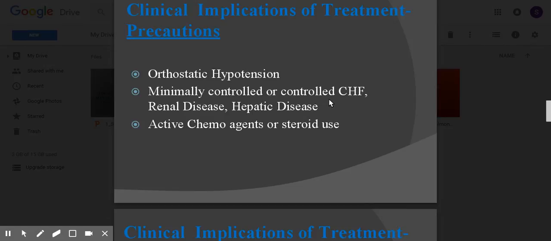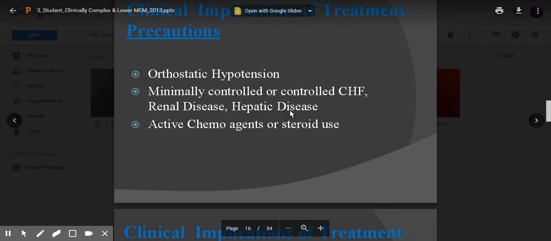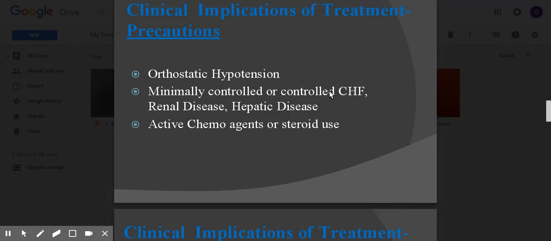Patients who have minimally controlled or controlled congestive heart failure, renal disease, or hepatic disease can be treated cautiously. This is a change from when I first became certified roughly 12 years ago in edema management. These patients were always contraindicated. If they had congestive heart failure, if they had renal disease, we didn't treat those patients. Now they're being treated and actively treated because of the good that can be done in terms of restoring function.